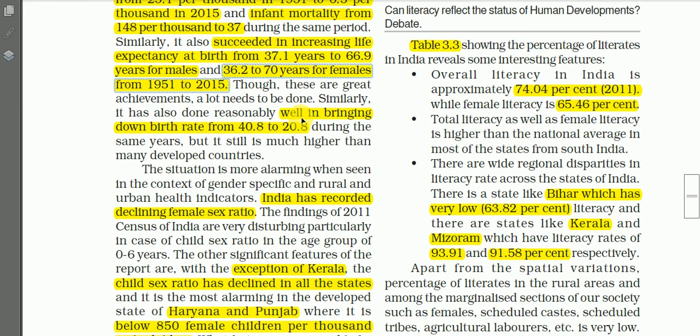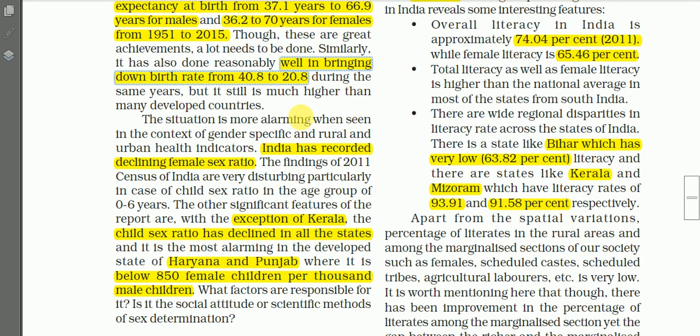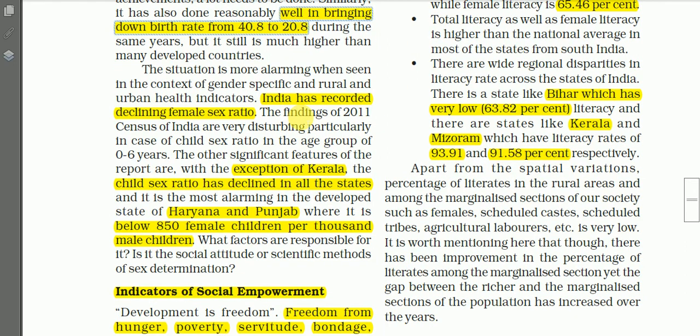These are great achievements, but we need a lot of effort to improve. Then similarly, it has also done reasonably well in bringing down the birth rate from 40.8 to 20.8 during the same years. So India has been successful in bringing down the birth rate from 40.8, very high, to 20.8 during 1951 to 2015. But it is still higher. The birth rate of India is higher than the developed countries of the world.